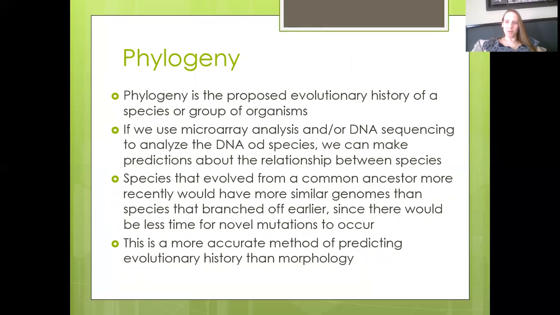And phylogeny we've talked about before in Bio 20. It's kind of like the study of the evolutionary history of different species or organisms. And we can use both microarray analyses and DNA sequencing to analyze the DNA of different species in order to determine the relatedness between species. We know that species that are more closely related evolutionarily will have more similar genomes. And like we talked about when we were going over this in Bio 20, it's way more accurate than using looks or morphology alone to determine relatedness.